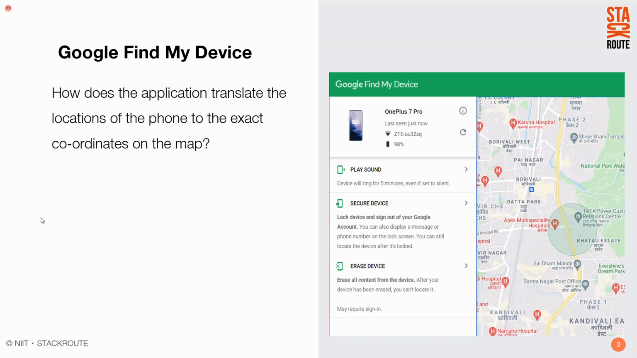So every day we are using map applications, Google's Find My Device application and Google Maps. How does the application translate the location of the phone to an exact coordinate on the map? When we use any of these applications, Google Maps or Find My Device, it will represent the place, the location. The same thing is applicable for Google Maps.